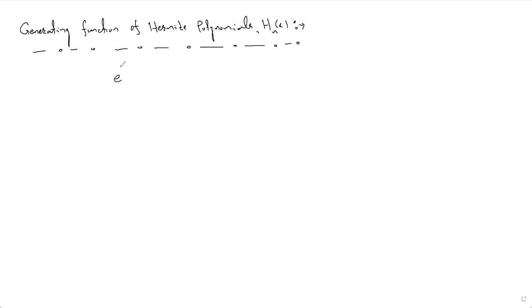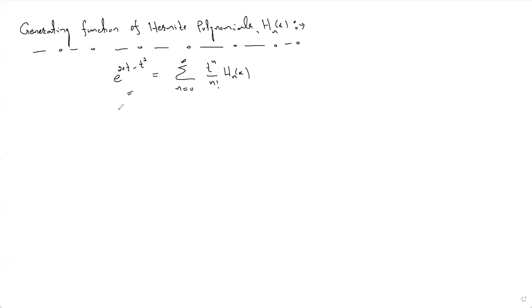Let me tell you like this. If the function e raised to power 2xt minus t square is equal to the summation n running from 0 to infinity of t raised to power n by n factorial times H n of x. So this particular function e to power 2xt minus t square will generate the Hermite polynomials, and the coefficients of this t raised to power n term are called the Hermite polynomials. Let's see how we will generate a Hermite polynomial from this very function.